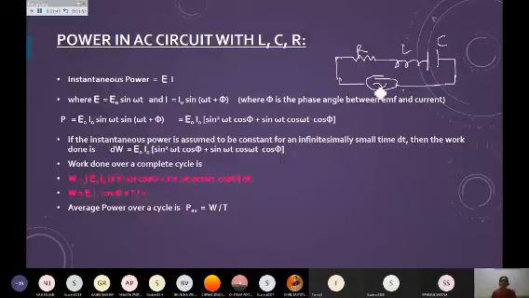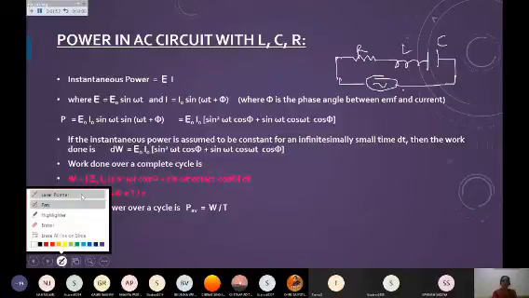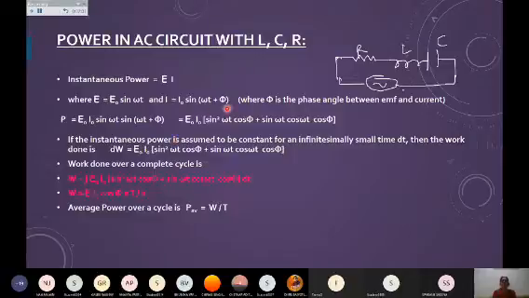Now when I have the LCR series circuit, the current has some phase difference with the EMF, and that phase difference we have named phi. Phi is the phase difference between EMF and current. So if I put these values for EMF and current in the formula for instantaneous power, which is E into I, I get the instantaneous power P equals E naught I naught sine omega t into sine omega t plus phi.